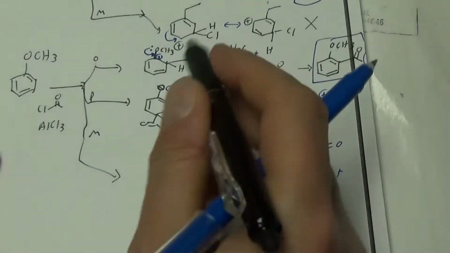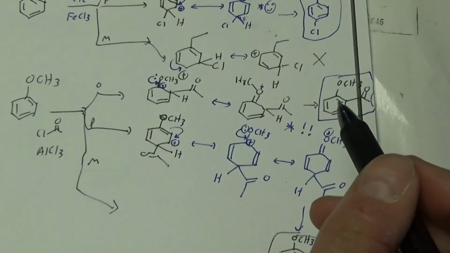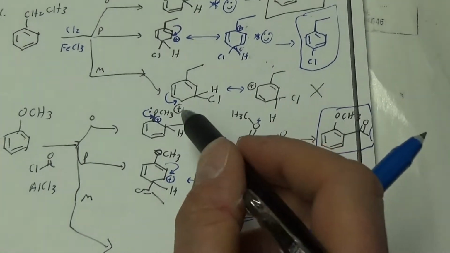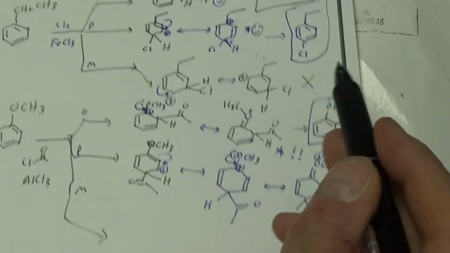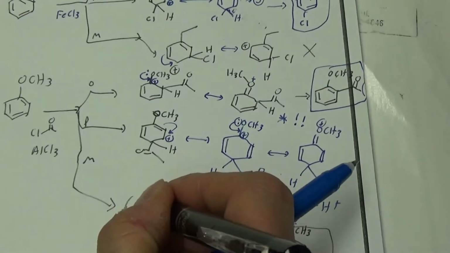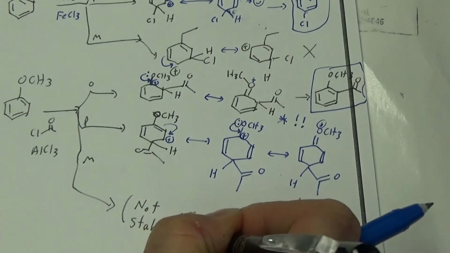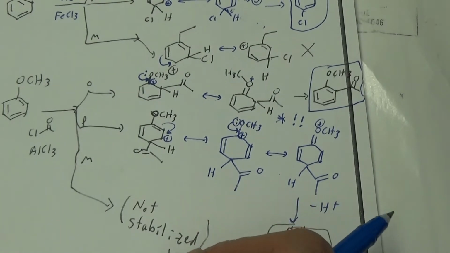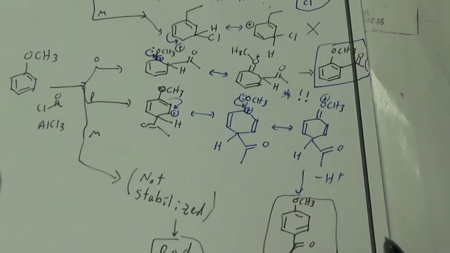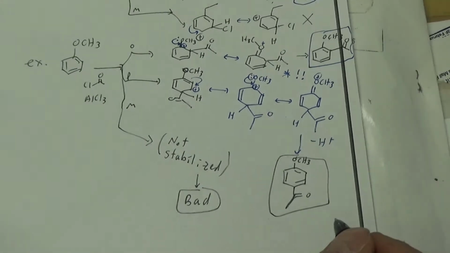So you can draw the meta. Do the same analysis that we've been doing. You can look at the way we did the ethyl chlorine one, and I'll just say not stabilized, bad. But you can draw in the steps that are missing.